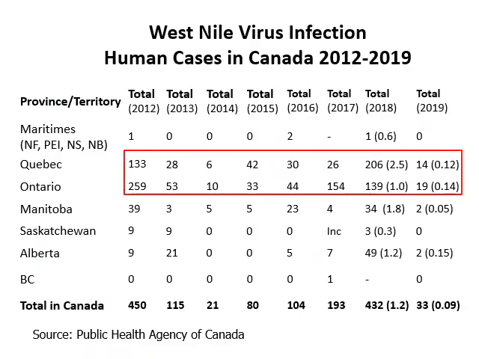If we look at the numbers and the geographical locations of cases, we can see that both Quebec and Ontario consistently have the highest number of cases, and for the first time in 2018, rates per 100,000 population were provided, and these are included in brackets. The rate in Quebec in 2018 was twice as high as in Ontario, where the rate was slightly lower than the national rate.